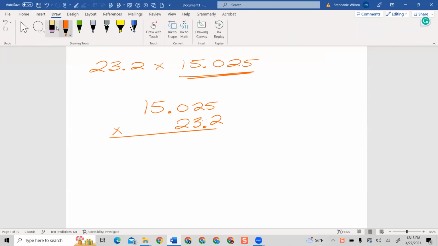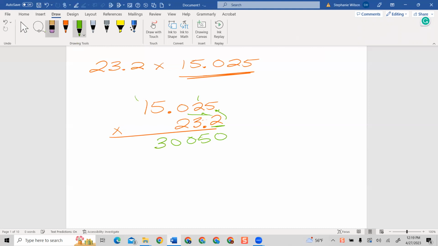So my next thing is there's a format in order to do it. You notice this 2 is in the first column. So now I'm going to say 2 times 5 is 10, carry the 1. 2 times 2 is 4 plus 1 is 5. 2 times that 0. 2 times that 5, again, is 10, carry the 1. 2 times that 1 plus 1 is 3.